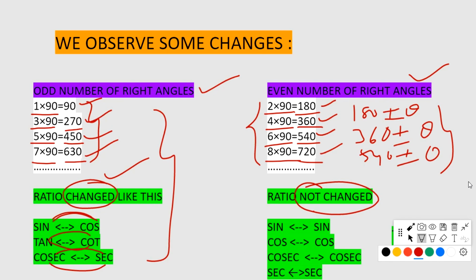Whenever the question comes from even number of right angles, then the ratio is not changed. That means sine is the same as sine, cos is the same as cos, cosecant the same as cosecant, secant the same as secant, cot the same as cot, tan the same as tan. Okay. First we observe these types of changes. Now we will discuss some important examples from this concept.